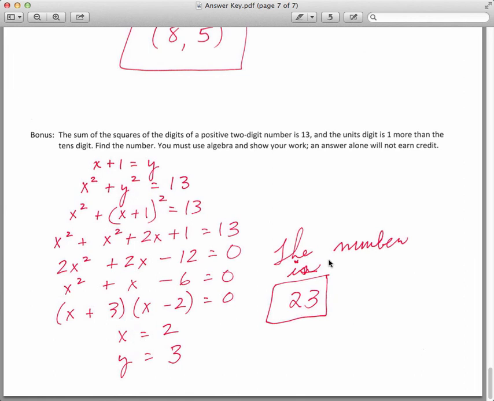x equals 2 is the only answer that makes sense, because it does not make sense for x to be a negative number. So we would not be able to use x equal negative 3 here. So if the tens digit, which is what x stands for, is 2 and the units digit in a number is 3, then the number is 23. So 2 tens and 3 ones. So that's 23.